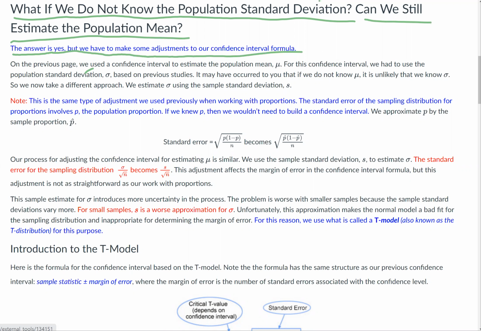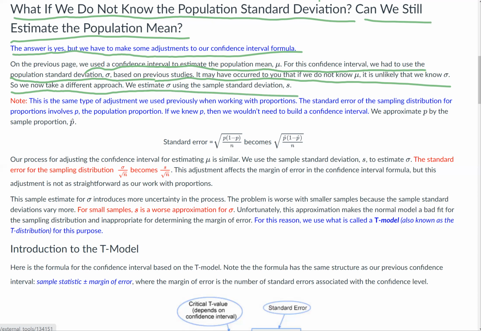So on the previous page, we used confidence intervals to estimate the population mean mu. For this confidence interval, we had to use the population standard deviation sigma based on previous studies. It may have occurred to you that if we do not know mu, it is unlikely that we know sigma. So we now take a different approach. We estimate sigma using the sample standard deviation S. Notice that this is the same type of adjustment we used previously when working with proportions.